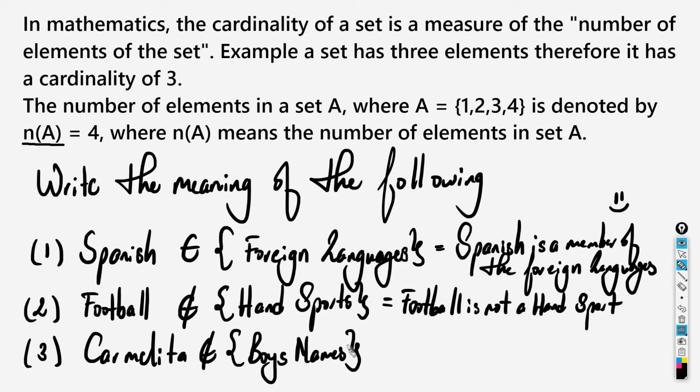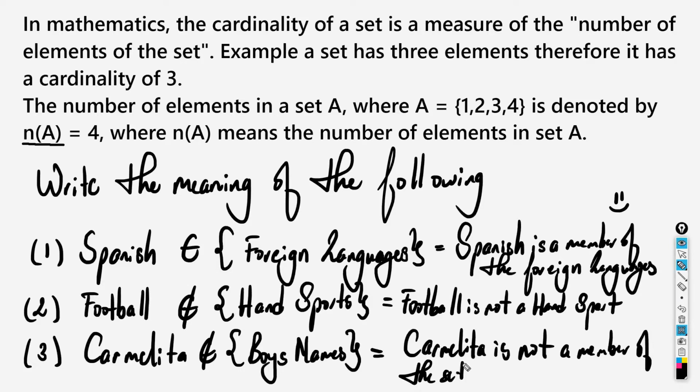And this one says Carmelita is not a boy's name. So that's basically what it's saying here. It's not in the set of boys' names. So Carmelita is not a member of the set of boys' names. So that's the answer for this one, guys. So we finished 1, 2, and 3. And let's look at one more example.